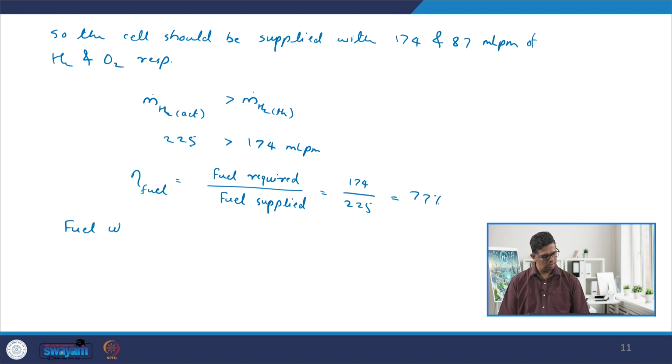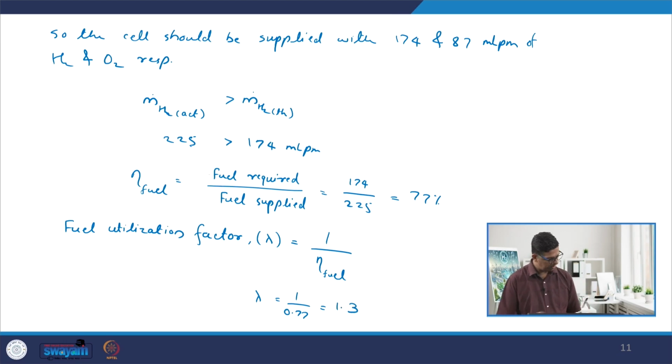So, the fuel utilization factor is also called the stoichiometric factor, denoted by the letter lambda, and this is exactly the opposite of fuel efficiency, or I can write it the other way around. We know fuel efficiency as 77%, so my fuel utilization factor will be roughly 1.3.